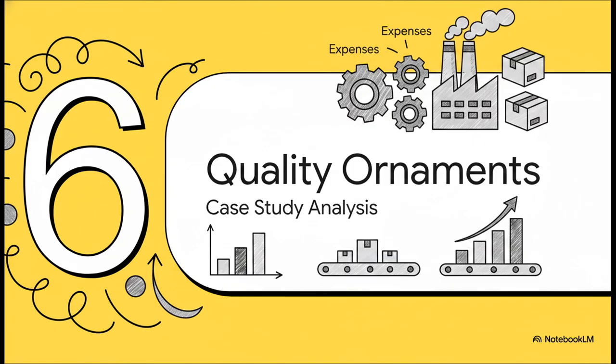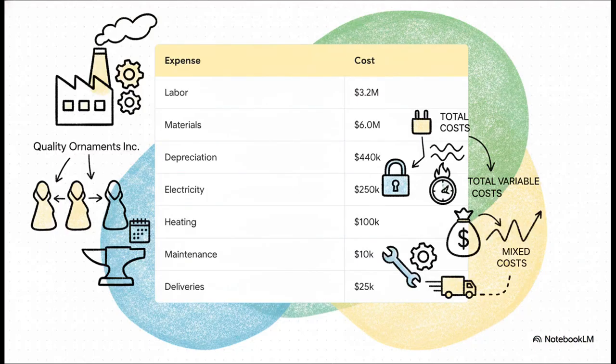Section 6. Quality Ornaments Inc. Case. Let's bring all these rules together and prove the concept by classifying the expenses of a real manufacturing facility. All right, here's the raw data dump for Quality Ornaments, Inc., a porcelain figurine manufacturer. Our challenge is to decode this puzzle and sort these expenses into total variable, fixed, and mixed costs.